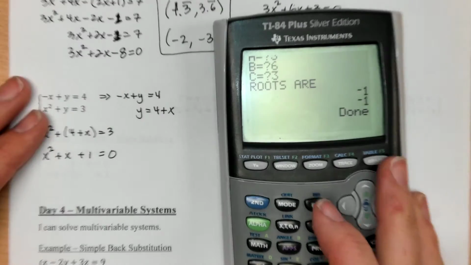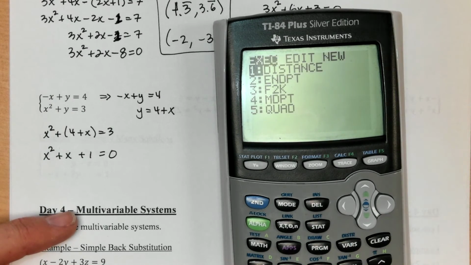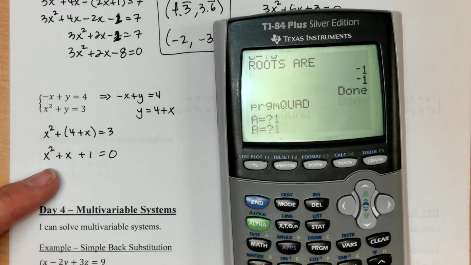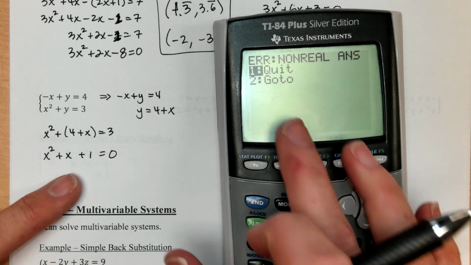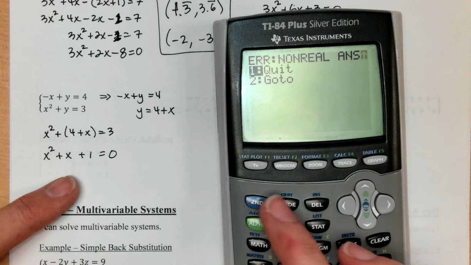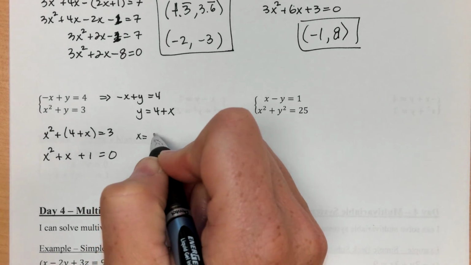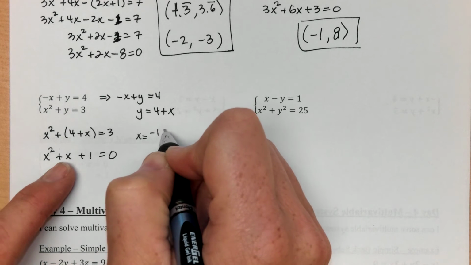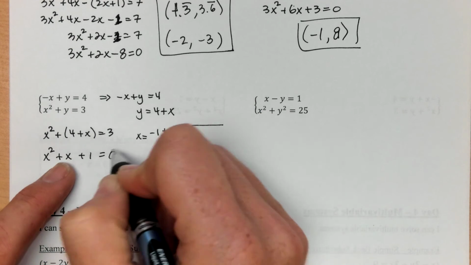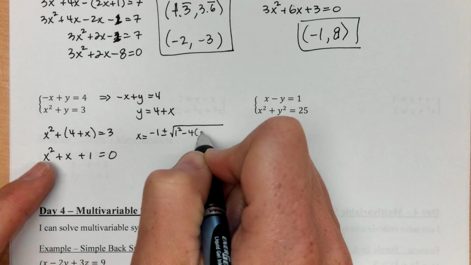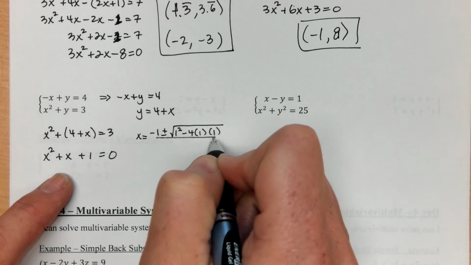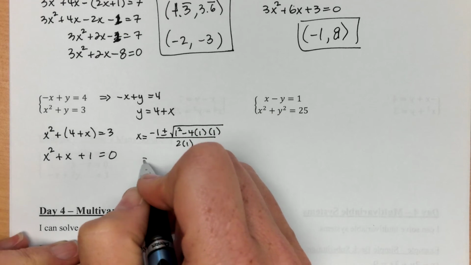So when I go to do my quadratic formula, I have a 1 and a 1 and a 1. And then I'm going to get an error, and it didn't like that. Okay, so let's see what's going on here. So I'll do the quadratic formula quick by hand just so you can see. So I've got a negative 1 plus or minus the square root of 1 squared minus 4 times 1 times 1 all over 2 times 1. Lots of 1s.